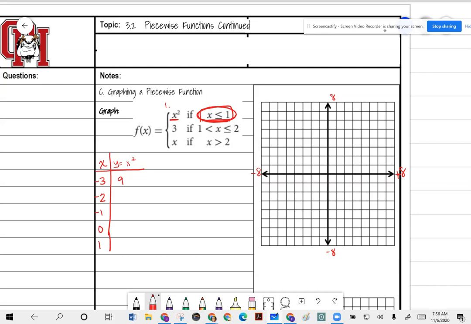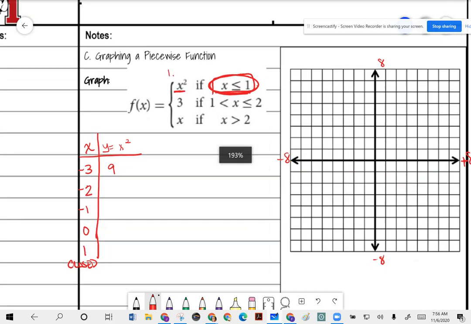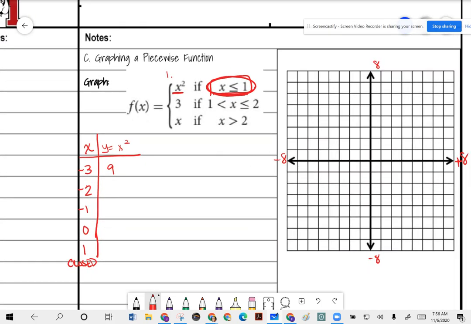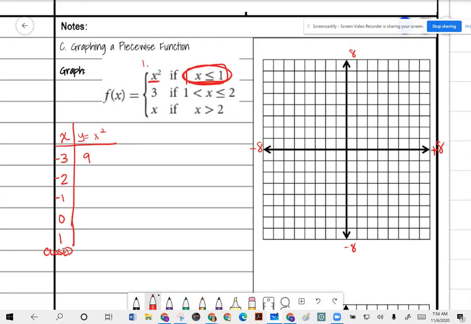And I also, at the end, want to write a little note to myself that this is going to be closed. So I recommend putting that somewhere in your table so that you don't forget to pay attention to those minor details. So if I were to square -2, I'm going to get 4. Here I'm going to get 1. I'm going to get 0. I'm going to get 1.